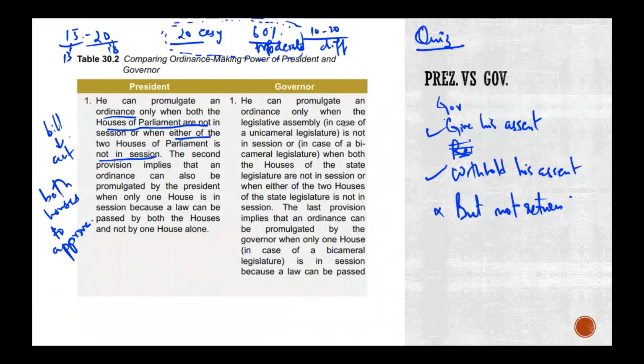So he can promulgate an ordinance only when the assembly is not in session. Same thing. And if it's a bicameral legislature, that means when either of the two houses is not in session. Because why? Because a bill to enact requires both the houses to approve of it.